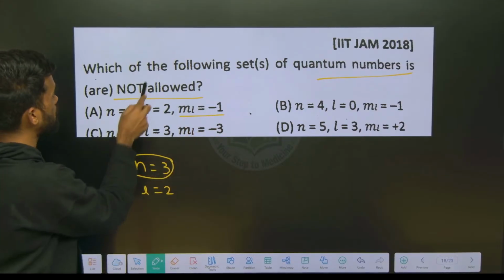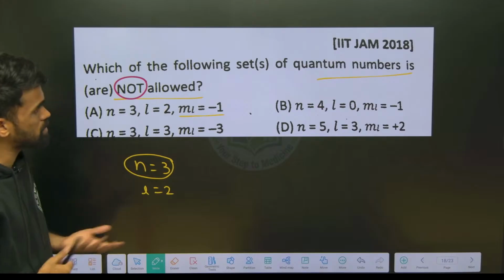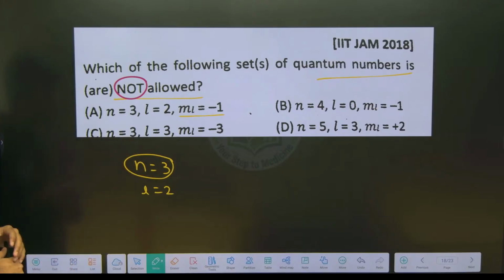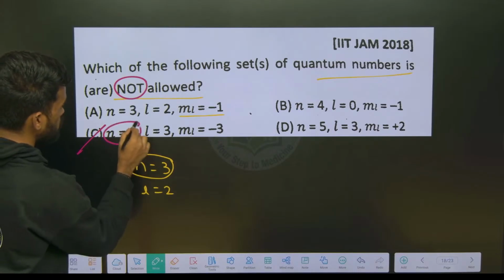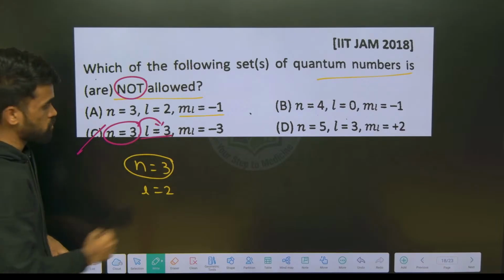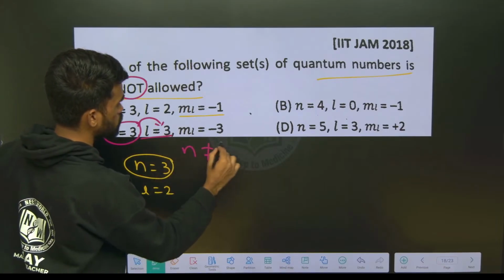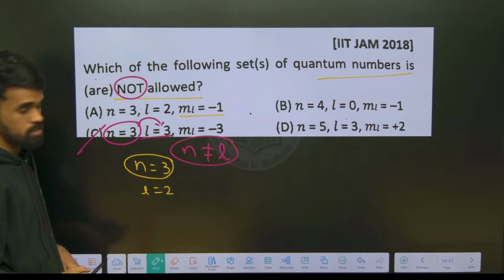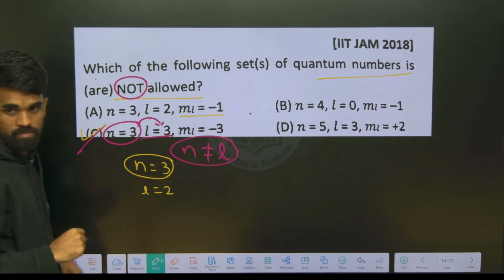This is correct only. They are asking which is not allowed. Tell me which is not allowed. Easily, here it is visible. Third option. See, n equals 3, l should be less than n, but here it is equal. So l should not be equal to n. This is incorrect, so you can choose this as not allowed.